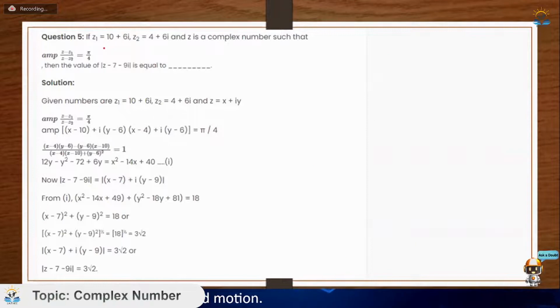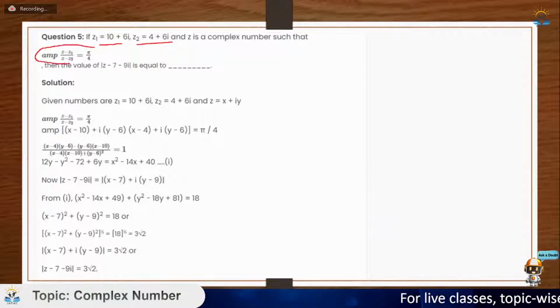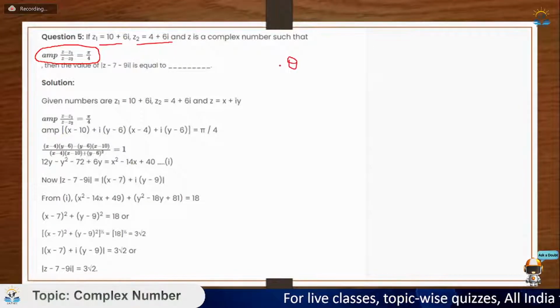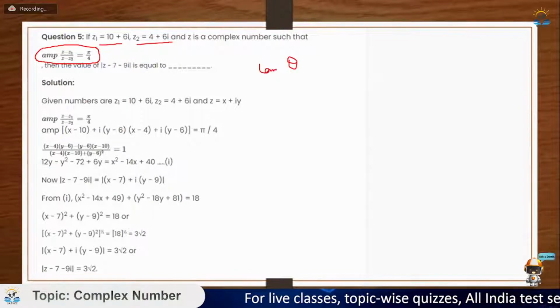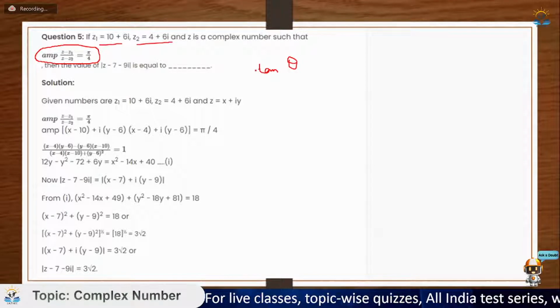Okay, now moving on to question number 5. Here it is given z1 is equal to 10 plus 6 iota and z2 is equal to 4 plus 6 iota, and z is a complex number such that this condition is satisfied. Amplitude of (z minus z1 upon z minus z2) is equal to pi by 4. Amplitude is nothing but theta, which is, you say, tan theta is equal to b by a. So this theta is nothing but the amplitude. So tan theta equal to b by a.